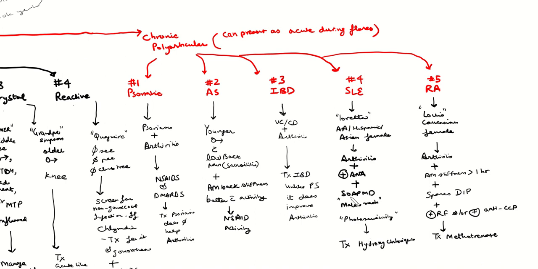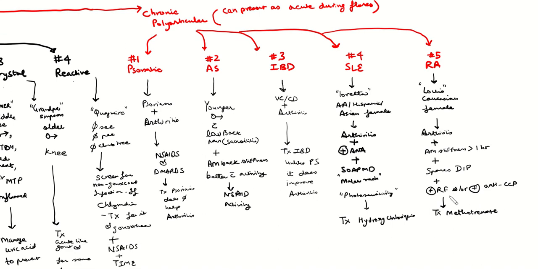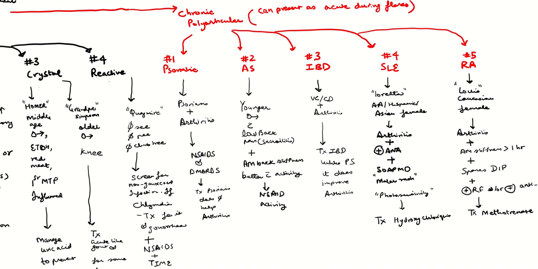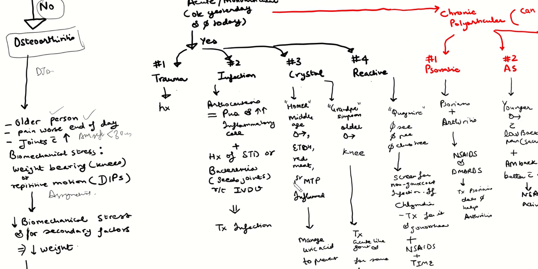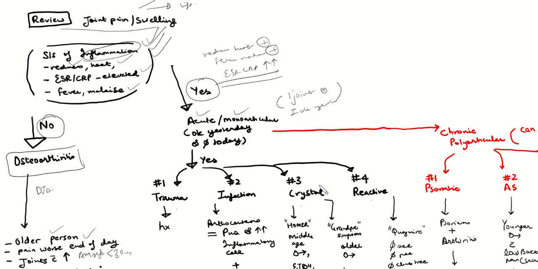That is lupusy that gets treated with hydroxychloroquine, unlike rheumatoid arthritis where Caucasian female Lewis has arthritis and then AM stiffness greater than 1 hour that spares DIP and positive rheumatoid factor and or positive anti-CCP. Here the first line is methotrexate. That will help you tease out what questions are asking you and which disease they're trying to target, and having you chase the right disease.